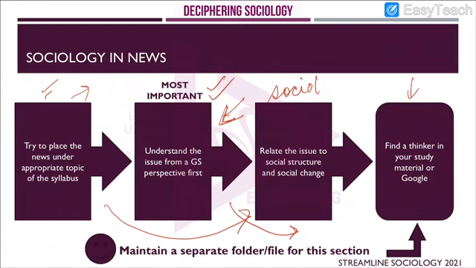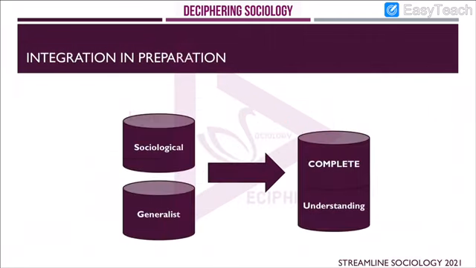And finally, your task is to find a thinker for that issue. And how do we do it? You will either refer to your study material. If you do not find any thinker for that particular topic, you are advised to Google. In sociology, Google will be your best help, and you are advised to maintain a separate folder for this section.